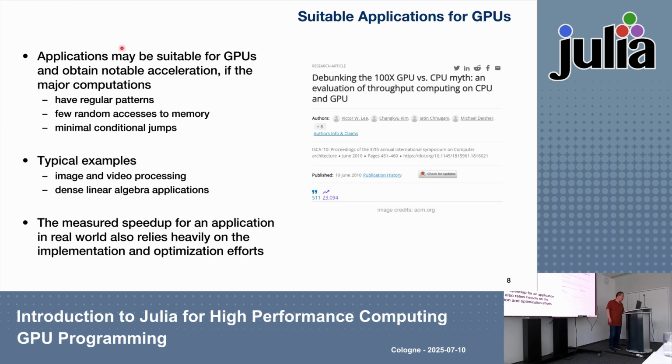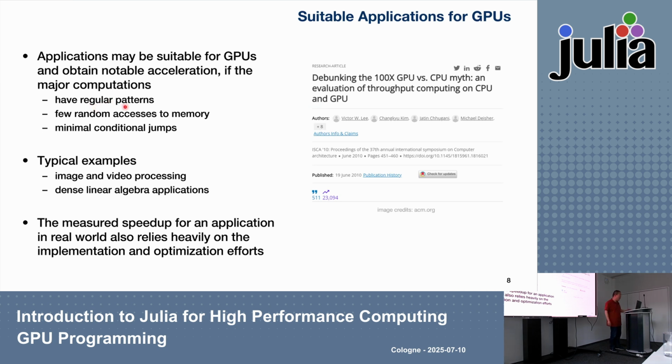And then here, applications may be suitable for GPU to have noticeable acceleration if the major computation is, let's say, regular. Regular means, for example, matrix operation, like one of the audience asked yesterday, to calculate each matrix element pairwise by some operation. I don't know which kind of operation, but to do some matrix operation. This is the so-called regular computation.